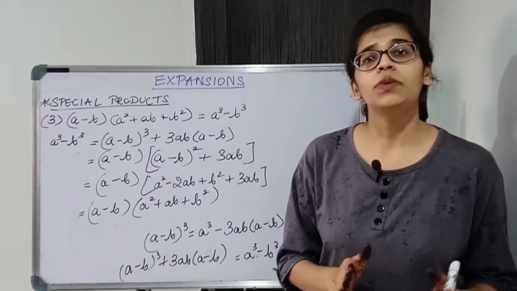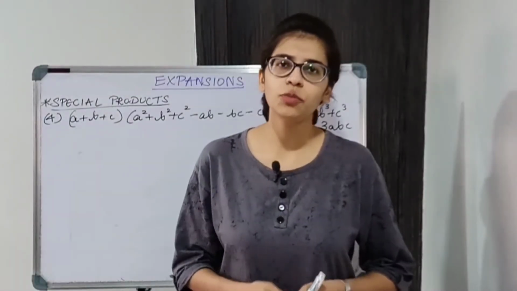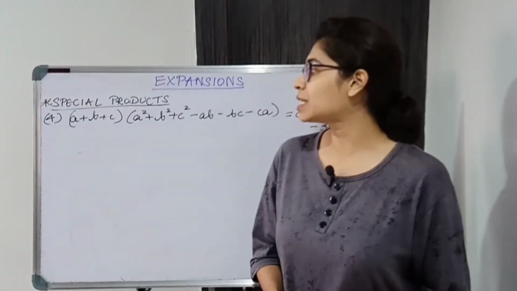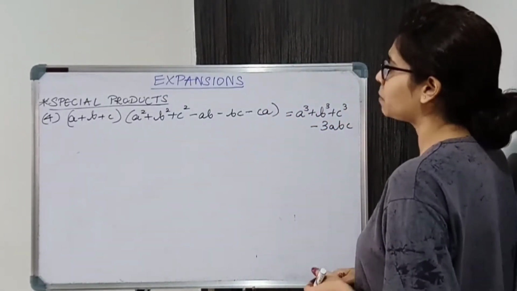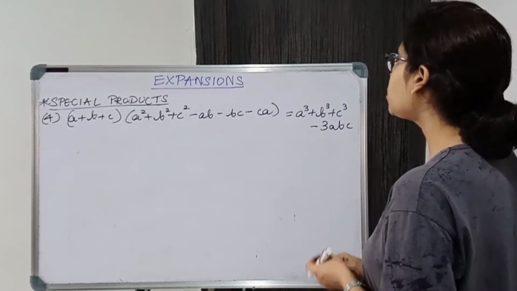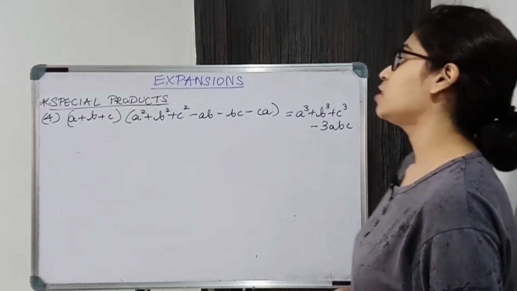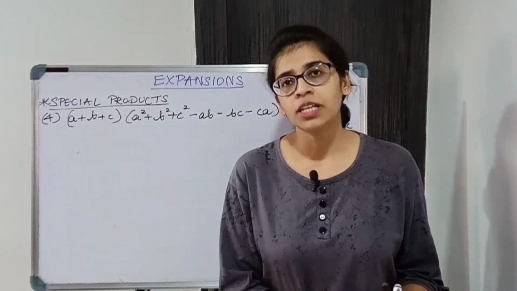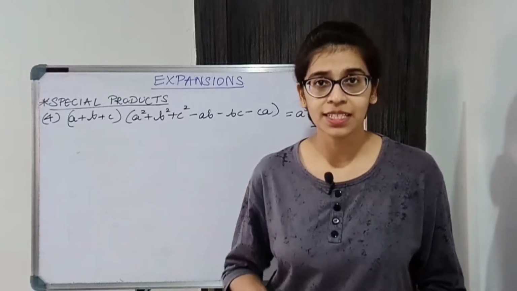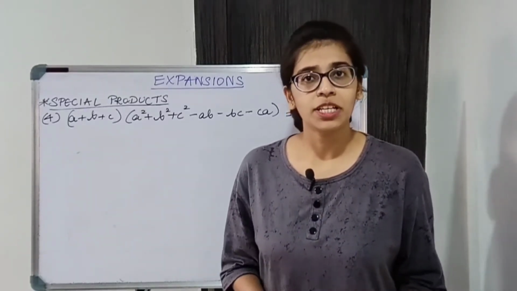Now we learn the special fourth product. The fourth product that you need to remember is (a plus b plus c) into (a square plus b square plus c square minus ab minus bc minus ca) is equal to a cube plus b cube plus c cube minus 3abc. Students, this one is lengthy, but you need to memorize this. Now again I'll repeat, don't just memorize, try to understand and then memorize. So we learn the derivation.